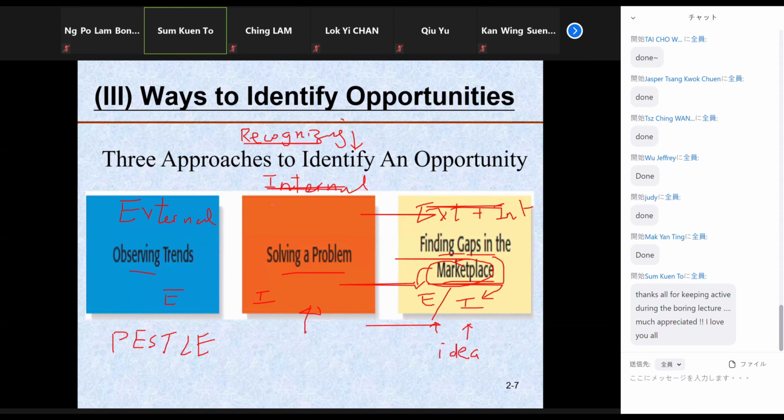OK, so these are the 3 ways. So let's start with externally stimulated.